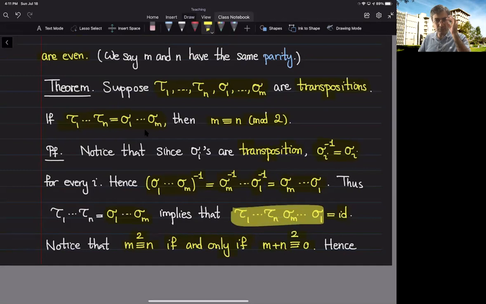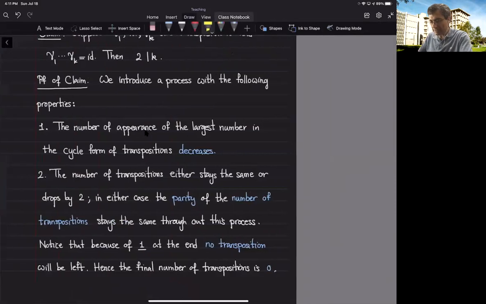So that's exactly what I was claiming. If I manage to show that identity cannot be written as a product of an odd number of transpositions, then I can deduce that the number of transpositions that I have over here is even, which completes the argument, because then I get that m plus n is even, and therefore m is congruent to n modulo 2. Okay, so let's see the claim and how we can prove it.